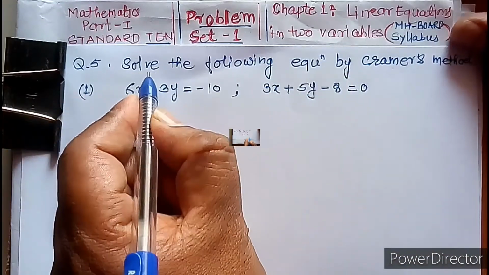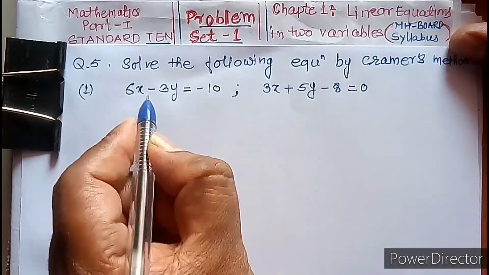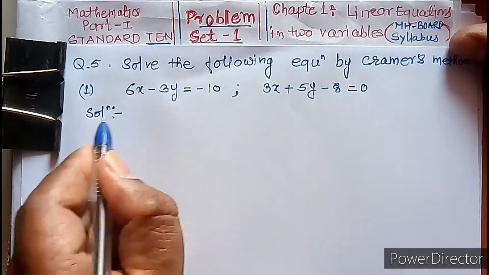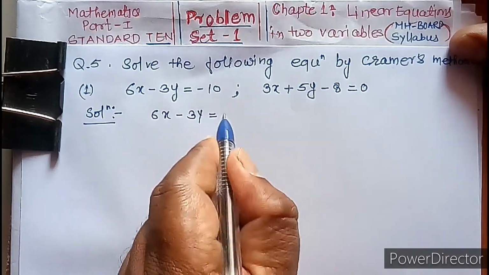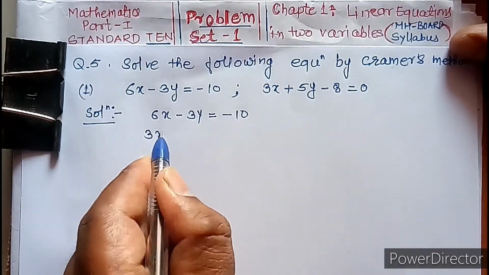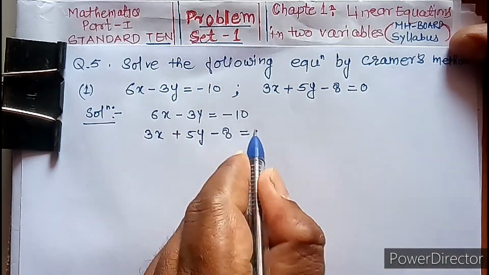Question 5. Solve the following equation by Cramer's method. Sub question 1. Write down this sub question in the solution part. Here the first equation is 6x minus 3y equals to minus of 10, and second equation is 3x plus 5y minus of 8 equals to 0.